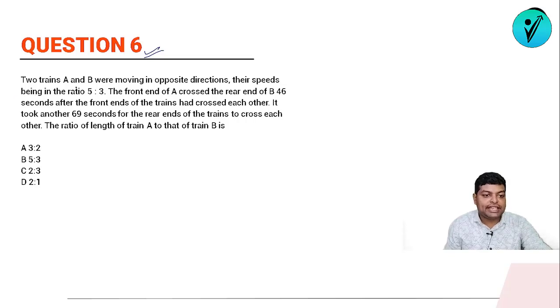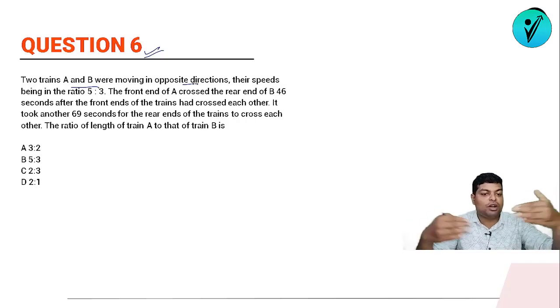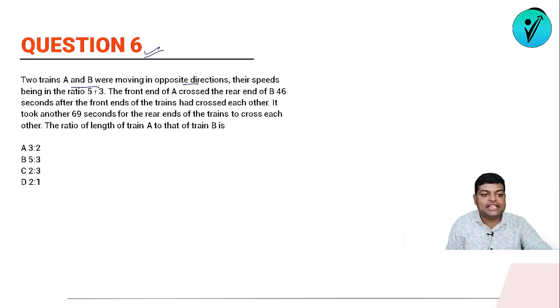So 2 trains A and B were moving in opposite directions. Okay, the trains are moving in opposite directions. The speeds are in the ratio 5:3. So the speed of train A, let it be 5x. Speed of B, let it be 3x. Okay, speed of A is 5x and speed of B is 3x. They were moving in opposite directions. The front end of A crossed the rear end of B in 46 seconds after the front ends of the trains had crossed each other.